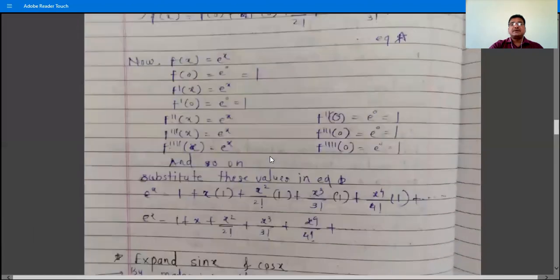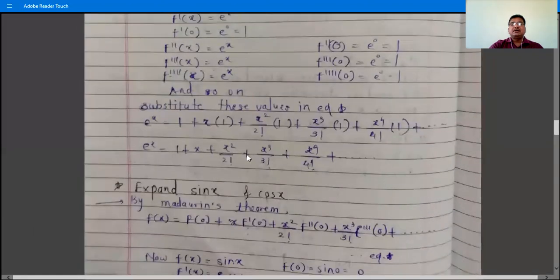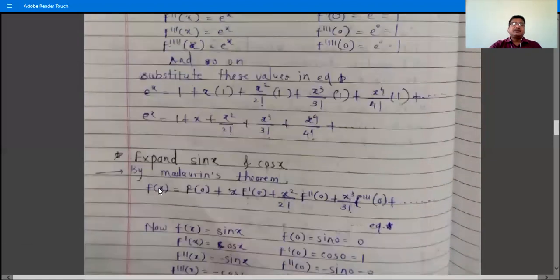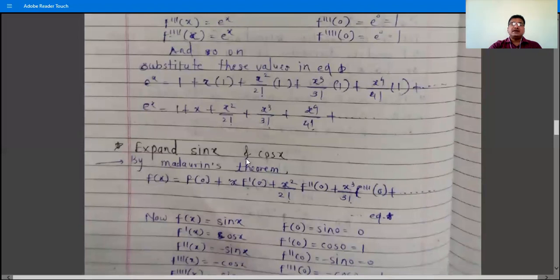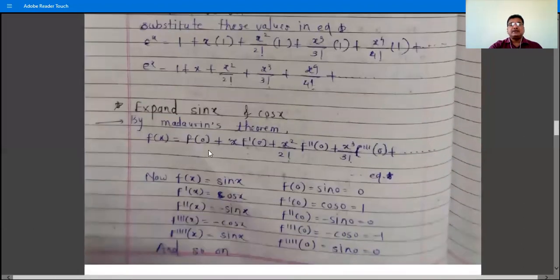This is the standard power series expansion of e raised to x, or it's called Taylor series expansion, or it's called Maclaurin series expansion, Maclaurin's expansion. So next is expand sin x, or obtain the Maclaurin's expansion of sin x, or obtain the power series expansion of sin x and cos x. First problem is sin x.